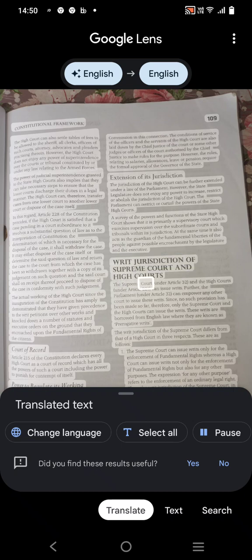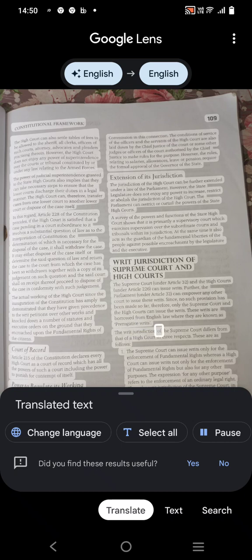The Supreme Court, under Article 32, and the High Courts, under Article 226, can issue writs. Further, the Parliament, under Article 32, can empower any other court to issue these writs. Since no such provision has been made so far, therefore, only the Supreme Court and the High Courts can issue the writs. These writs are borrowed from English law where they are known as prerogative writs.